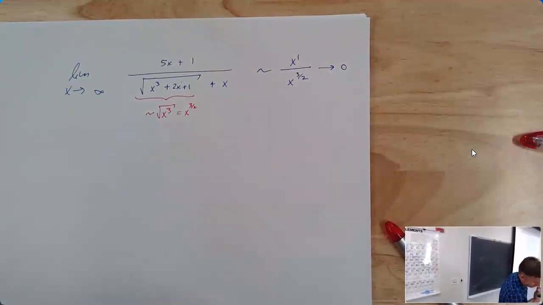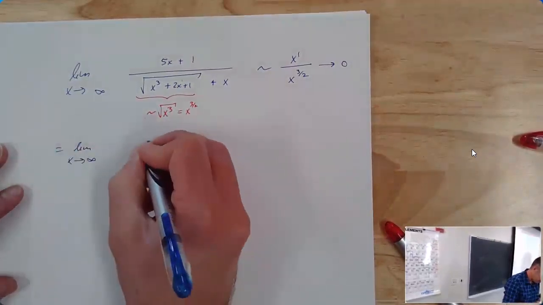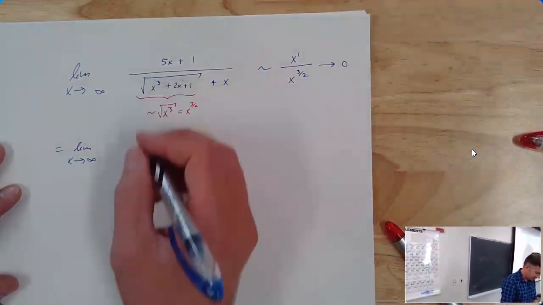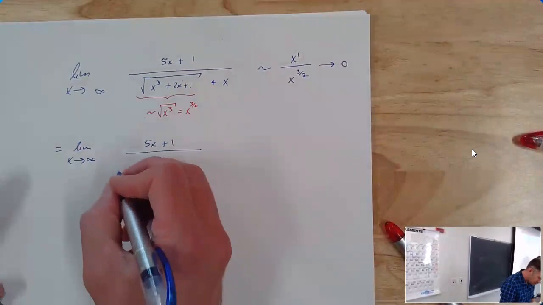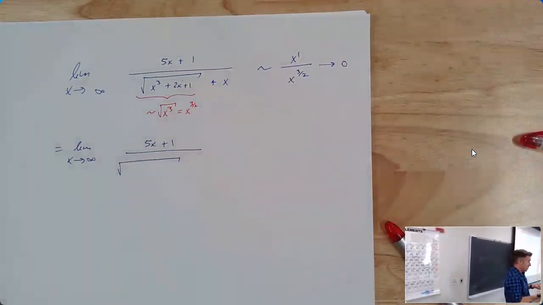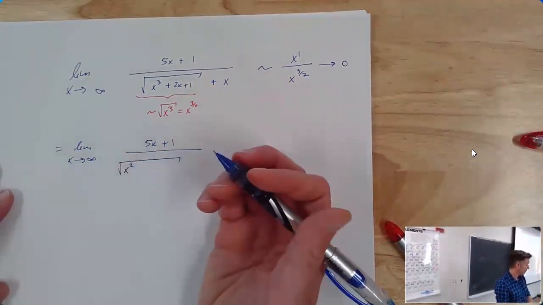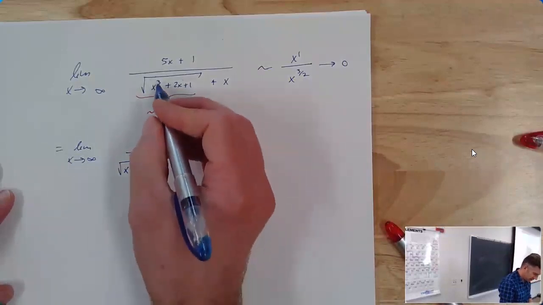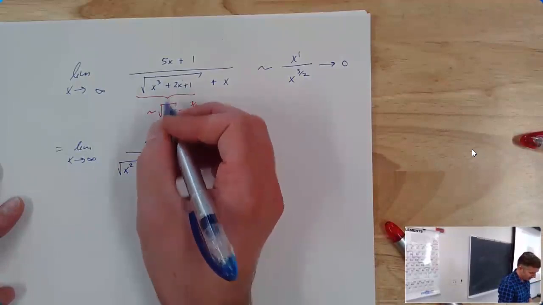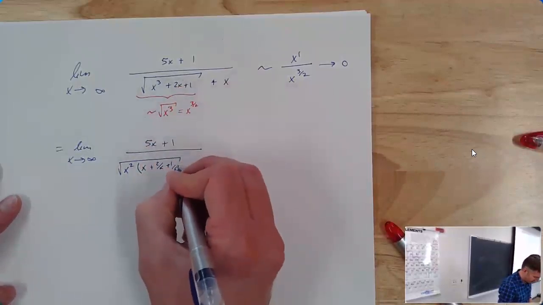Probably, yeah, you probably could. So I could totally write this as the limit as x goes to infinity of 5x plus 1 over, I'm still going to pull out the x here. So here's the work I should show. I really want an x to come out of my square root. So I'm going to factor out an x squared from inside my square root. So I'm left with x cubed divided by x squared is x. 2x divided by x squared is 2 over x. And 1 divided by x squared is 1 over x squared.